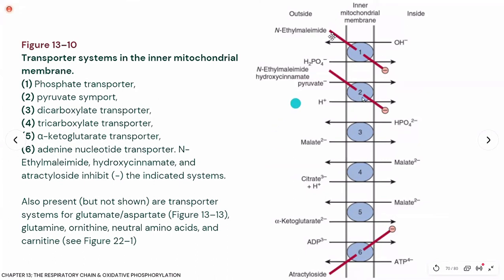Now, the substrate, pyruvate, cannot pass through. Look at that. And this is your inhibitor. There. Now, the coming in of ADP to become ATP, and ATP exiting out, is prevented by atractyloside. So that's your antiport. So this is your transporter here, transporter 6.